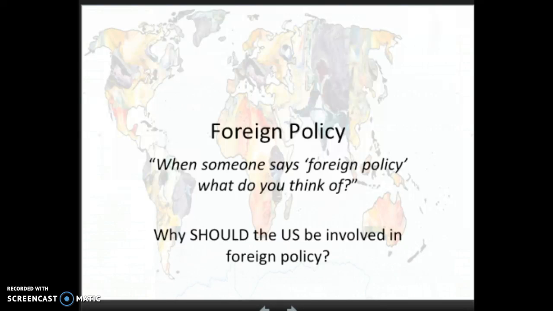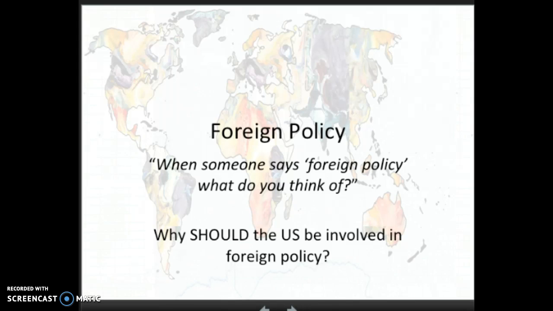Foreign policy. When somebody says foreign policy, what is it that you think of? Do you think of the United States intervening with other countries? Do you think of the United States playing a military role or a humanitarian role? Do you think of the United States and our interactions with other countries when it comes to trade?